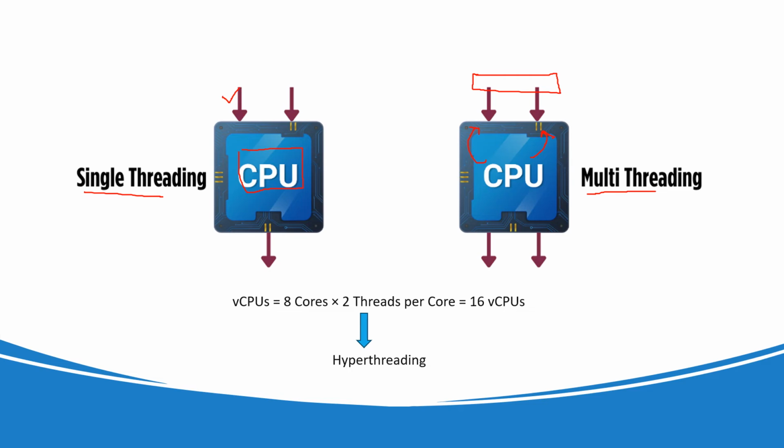However, it becomes more complex when we talk about hyper-threading. In the hyper-threading concept, each core can handle two threads. That's why it gives you double the number of vCPUs. So for example, how do we calculate it? If it is a hyper-threaded environment, it means if you have 8 cores and each core can handle 2 threads, that is going to give you a total of 16 virtual CPUs.